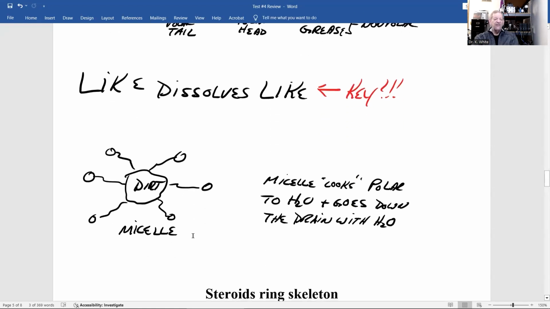And a micelle, now with the polar heads totally surrounding the dirt, looks polar to water. And water says to the micelle, you're polar, I'm polar, let's go down the drain together. And they do. And that's how you get your hands clean, like mine. Yep, they're clean because I use soap and water. And the soap knew about like dissolves like with the dirt.